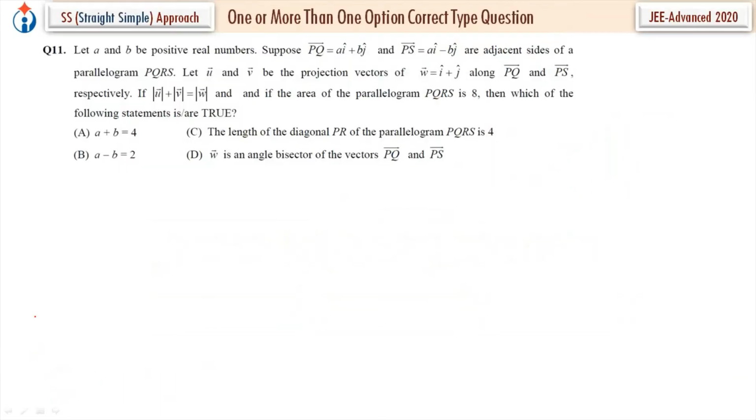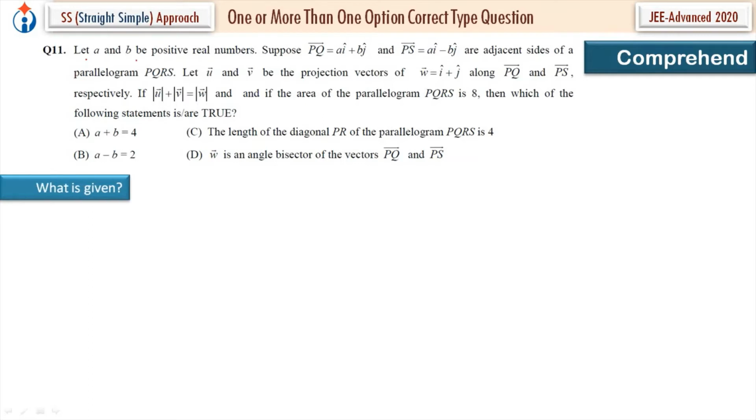Question number 11. Let's comprehend what is given. A and B are positive real numbers. Suppose PQ vector and PS vector, PQ vector is A i cap plus B j cap, PS vector is A i cap minus B j cap, are adjacent sides of a parallelogram PQRS.